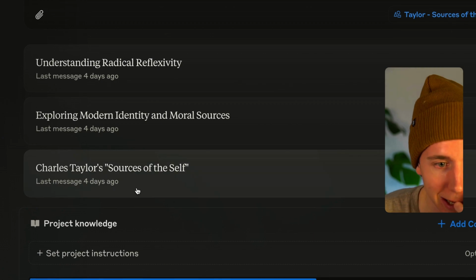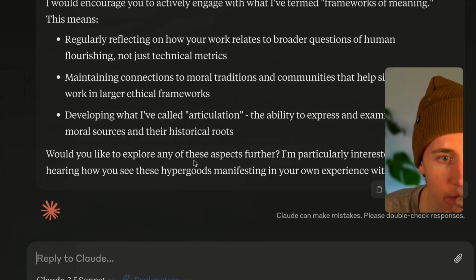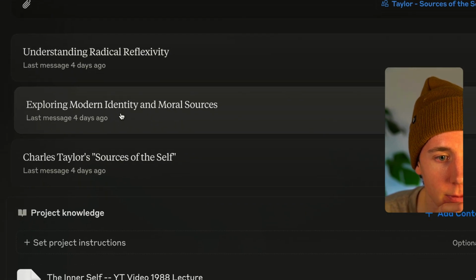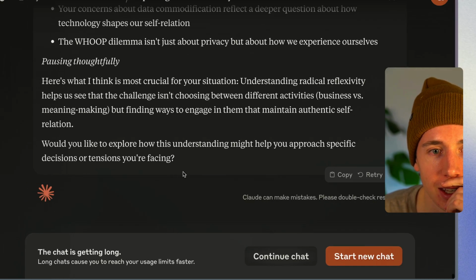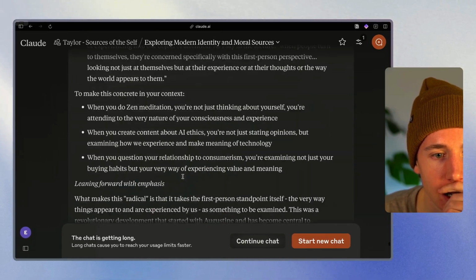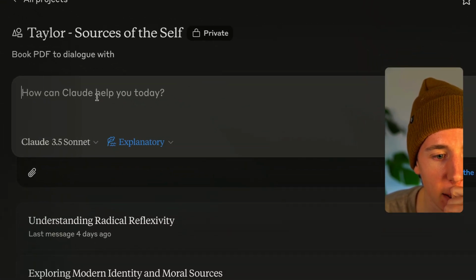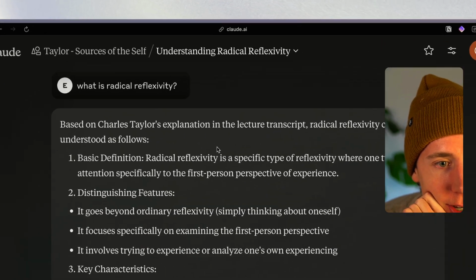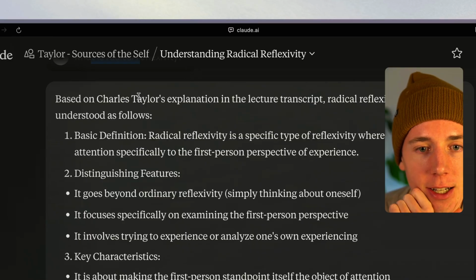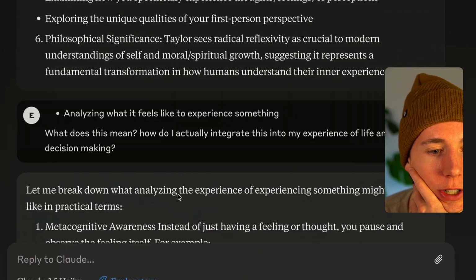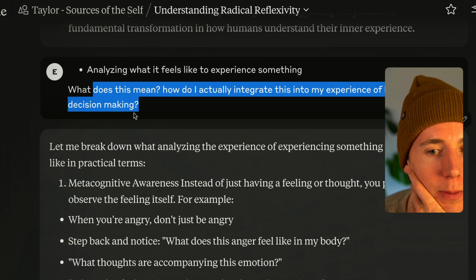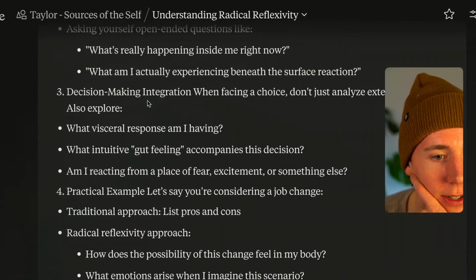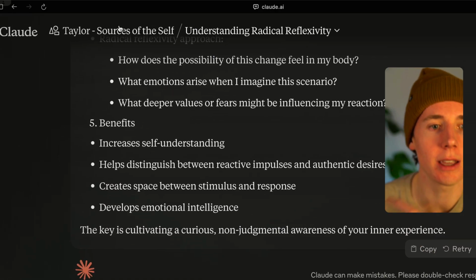And let me just show you my chat history. If I go here, actually no, let me go to this other one. I don't know if I want to share all of this. Let's say radical reflexivity, I think this one is a little less personal. So I was like, what is radical reflexivity? That was one of the concepts in the book. It goes in, it helps me understand what it is. How do I actually integrate this into my life? And then it's saying, instead of just this is what metacognitive awareness is, this is how you integrate it into your decision making. Let's actually dialogue with this.